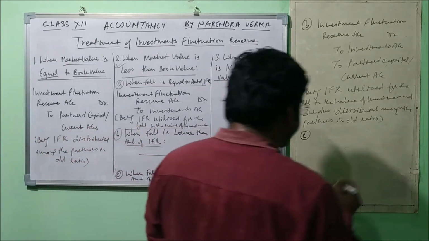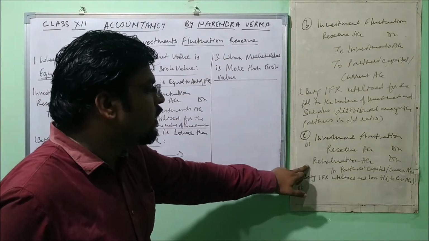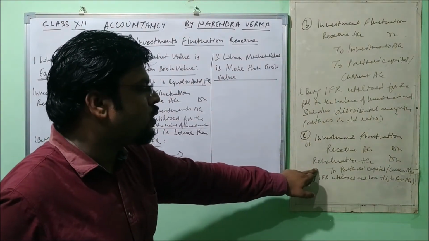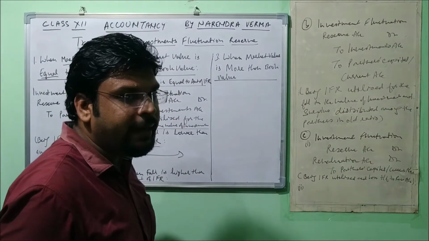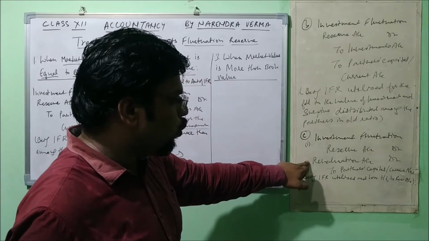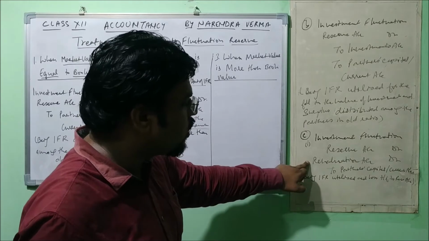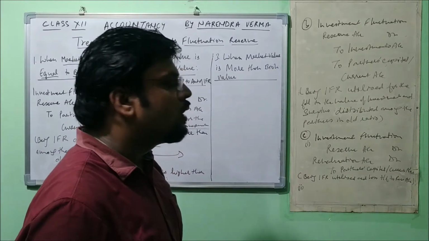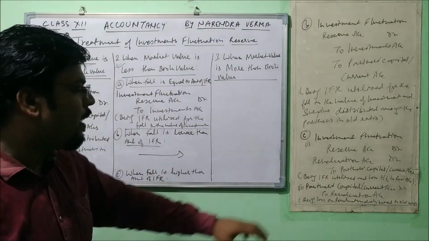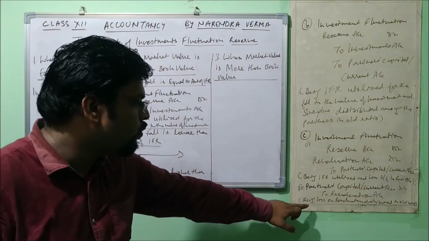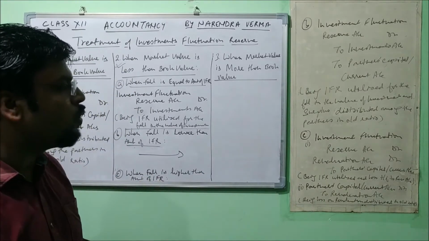What entries will be there? One entry will be passed here: investment fluctuation reserve account debit, revaluation account debit, to partners' capital or current account, being IFR utilized and loss transferred to revaluation account. Why? Because this loss will be temporarily put into the revaluation account, and later on this loss will be distributed among the partners. The next entry: partners' capital or current account debit to revaluation account, being loss on revaluation distributed among the partners in old ratio.